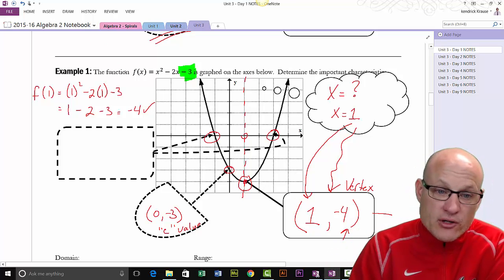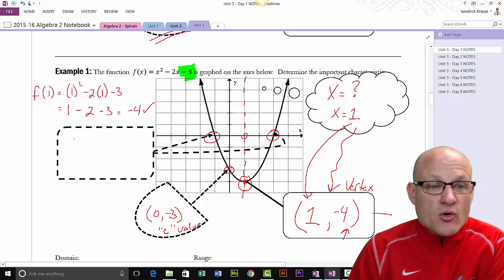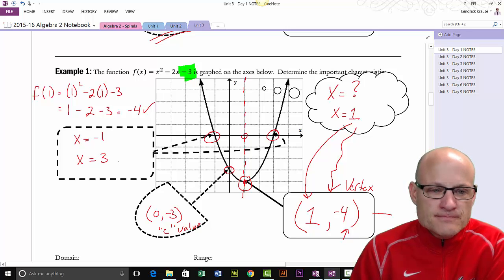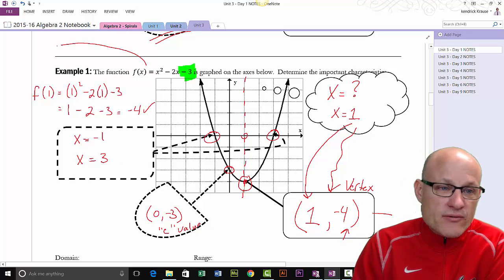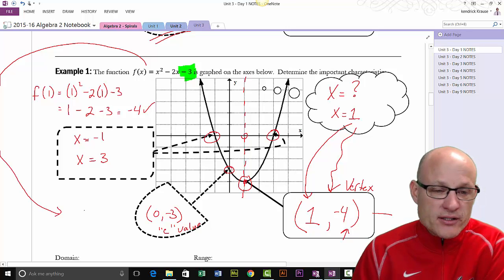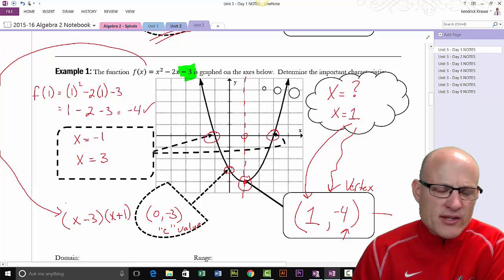So the roots, the zeros, the solutions, or the x-intercepts, in this case, are x equals -1 and x equals, what is that, 3? So if you were to factor this thing, you would factor it to (x minus 3)(x plus 1). Let's see if that makes sense. Our function is x squared minus 2x minus 3.